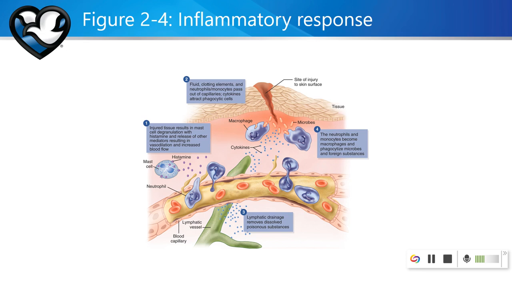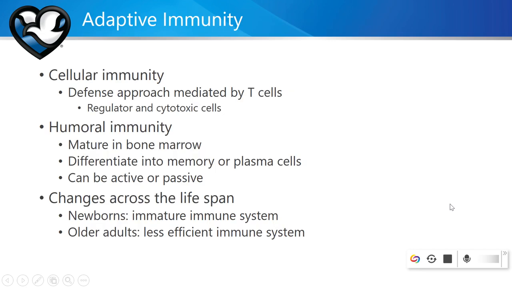Some T cells die after responding to an antigen, and some become memory T cells or cytotoxic T cells that respond to subsequent antigen exposure. Humoral immunity involves B cells that mature in the bone marrow, where they differentiate into either memory cells or plasma cells, which produce immunoglobulins. These include your IgG, IgM, IgA, and Table 2-3 in your textbook describes each of these immunoglobulins in more detail.